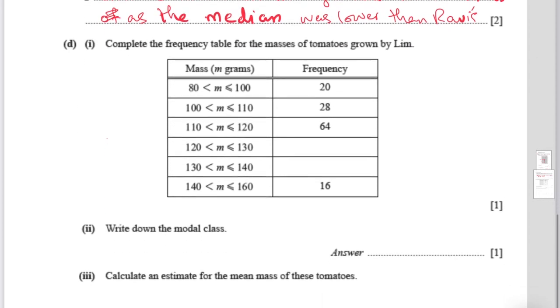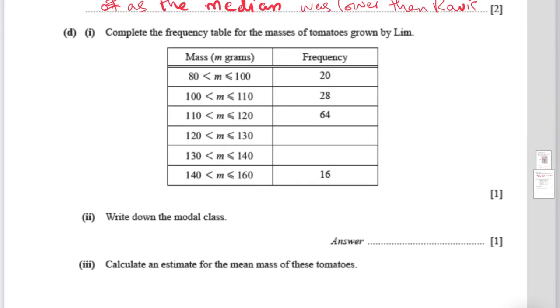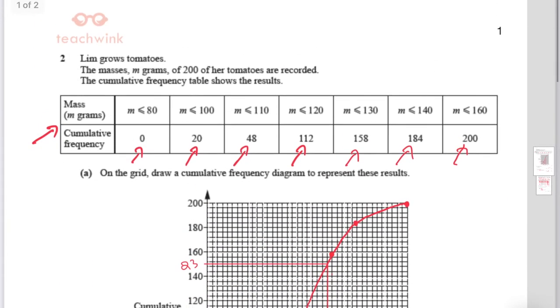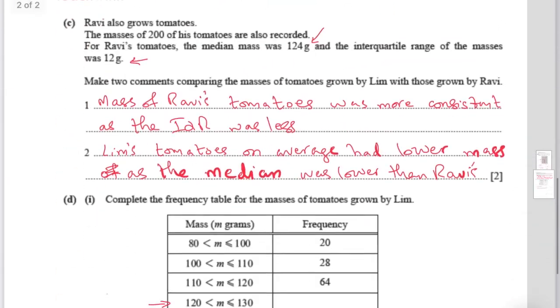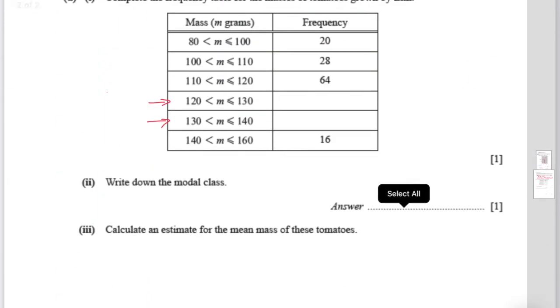Let's move on. Complete the frequency table for the masses of tomatoes grown by Limb. They have not given us the frequency for this class interval and this class interval. So how do we do that? We look at the cumulative frequency curve. Between 120 and 130, there is 158 and 112. So we subtract them, 158 minus 112 gives us 46. So the class interval of 120 to 130 is 46.